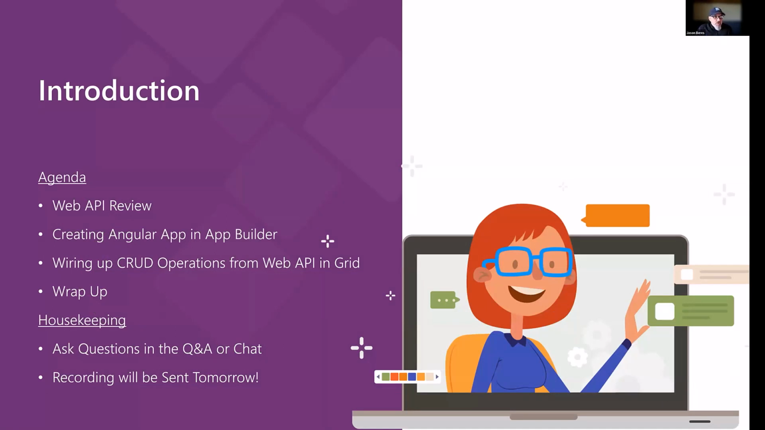Today we're going to look at the web API that we created in the last webinar, just a quick review. That's what we're going to consume in App Builder. We're going to create a UI in App Builder, and then we're going to modify that in Visual Studio Code and add everything there that wires up all of these events.